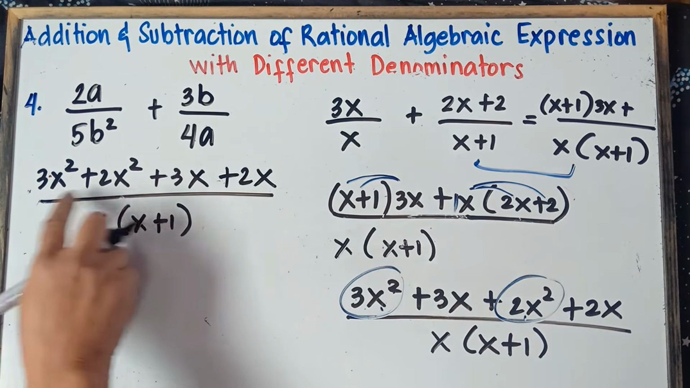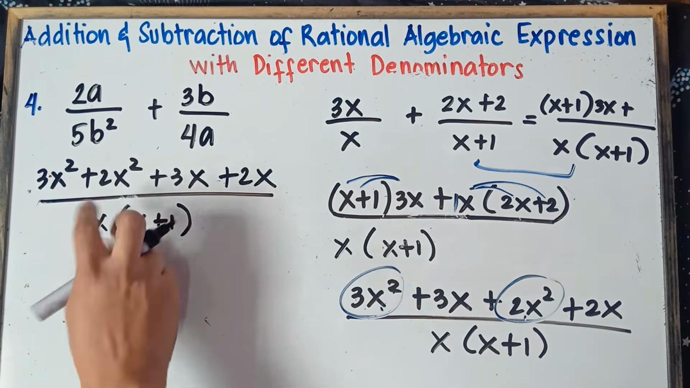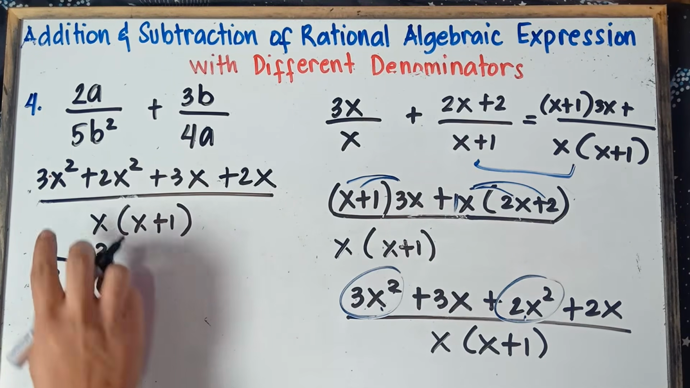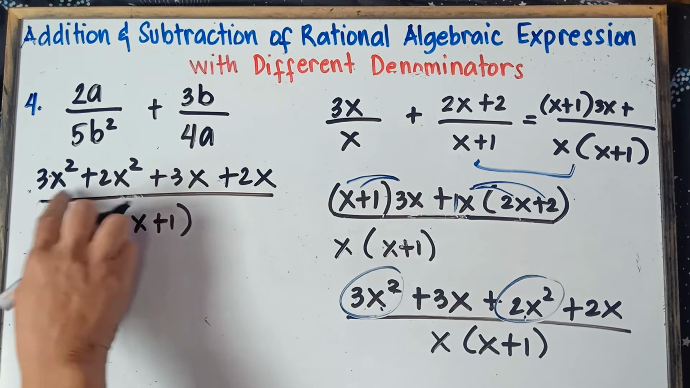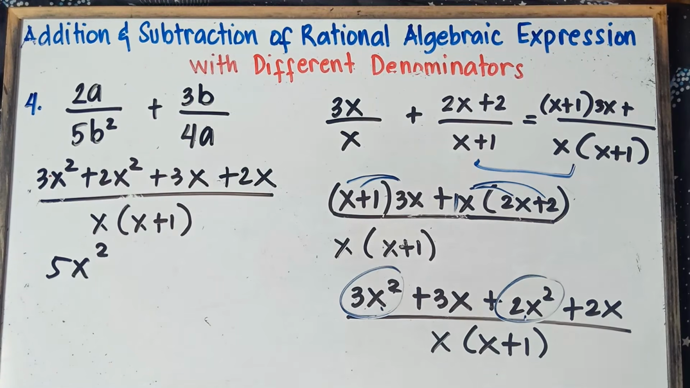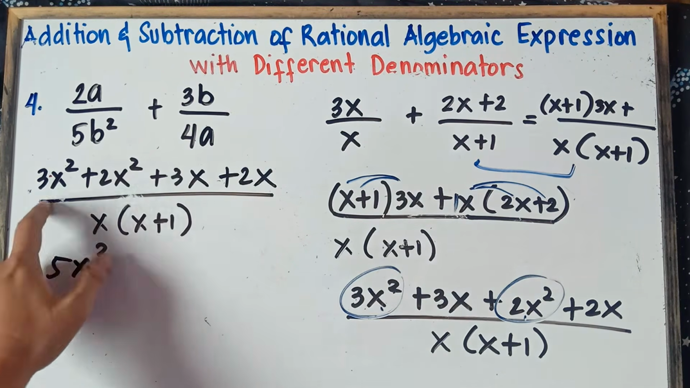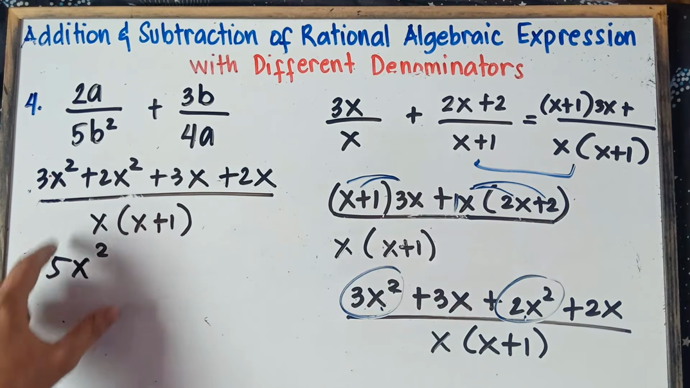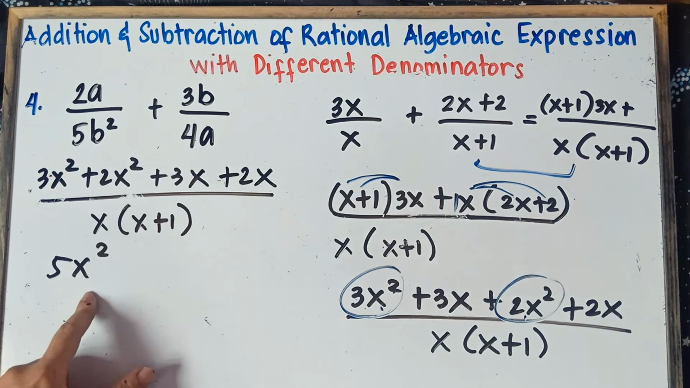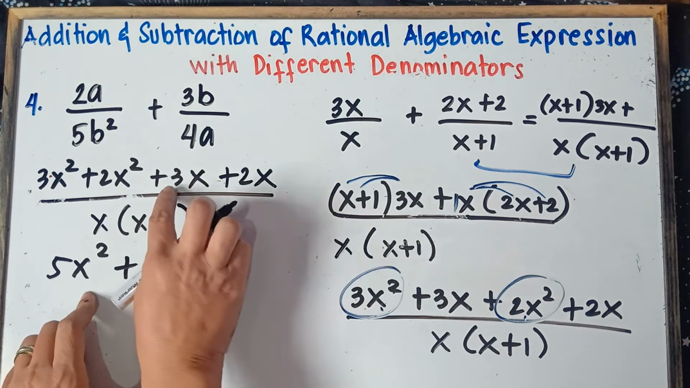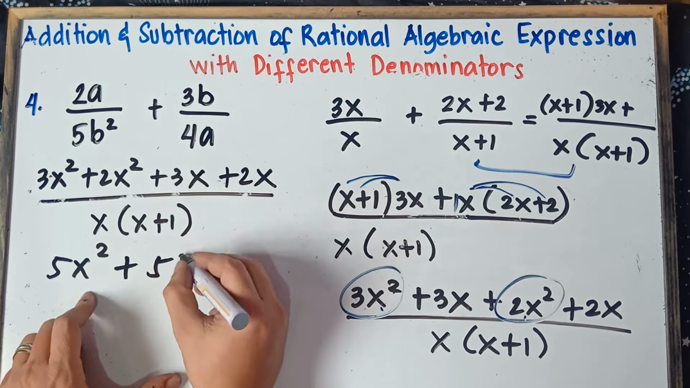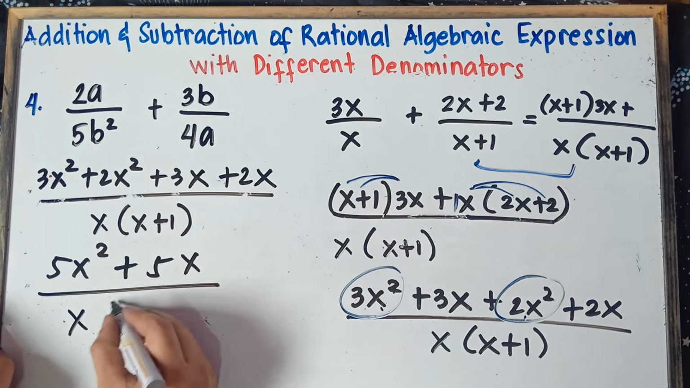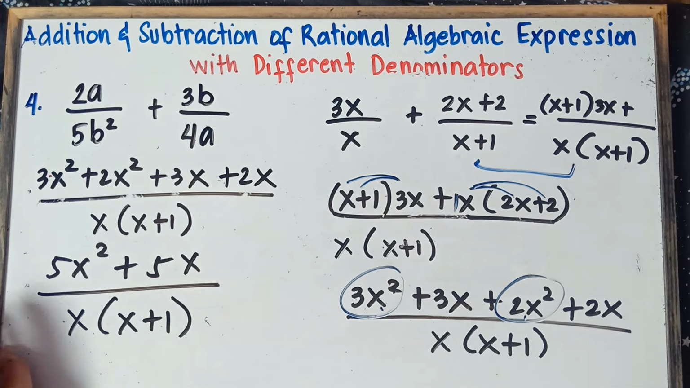Alright, and then simply add this one. So 3x squared plus 2x squared, there will be 5x squared. 3 plus 2 is 5. Simply copy x squared. Once again, class, addition and subtraction of algebraic expression, simply copy the literal coefficients. So 3 plus 2 is 5, simply copy x squared. Copy x squared plus 3 plus 2, that would be 5, simply copy x over x and then x plus 1.